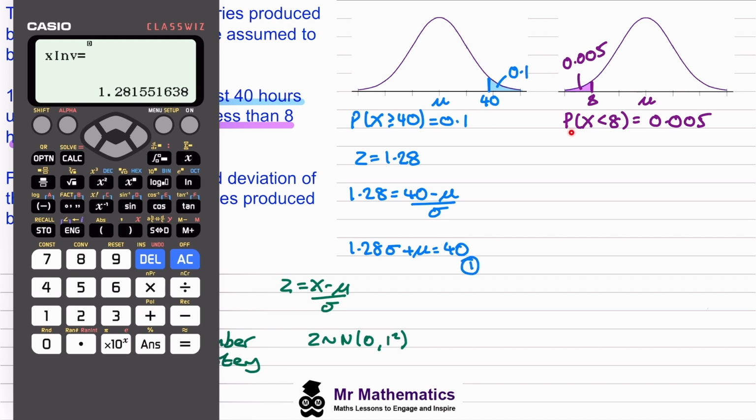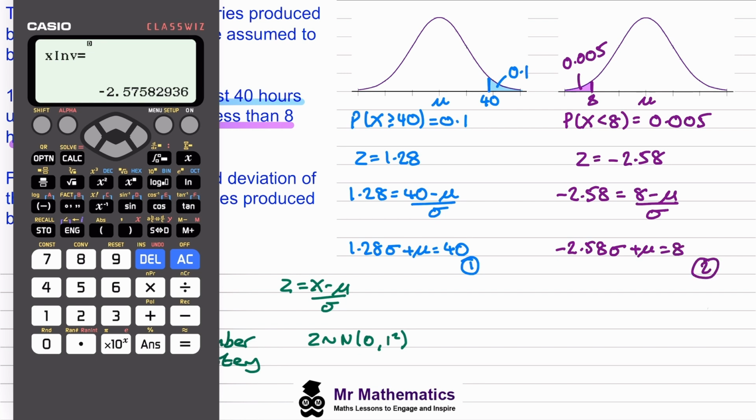We can use the same idea for the other situation. We go back to standard normal. The area is now 0.005. Sigma and mu remain the same. So in this case, z will be equal to negative 2.58. So we'll substitute this into the equation. Negative 2.58 will equal the x value minus the mean over sigma. We'll move the sigma to the left-hand side, and we'll add mu to both sides. So negative 2.58 sigma plus mu will equal 8. And this will be our second equation.